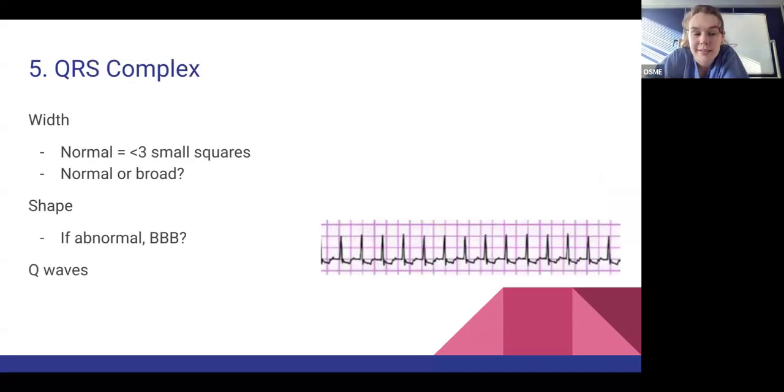The QRS complex, you're going to look at its width and its shape. Its width is particularly important for tachycardias, which we'll come on to later. Normal is less than 3 small squares. Any more than that is a broad complex ECG. If it's got a funny shape, we'll start thinking about bundle branch block. And then there should be Q waves.